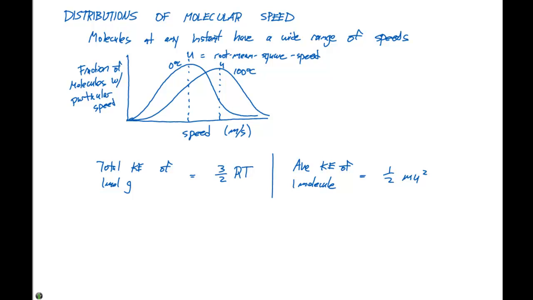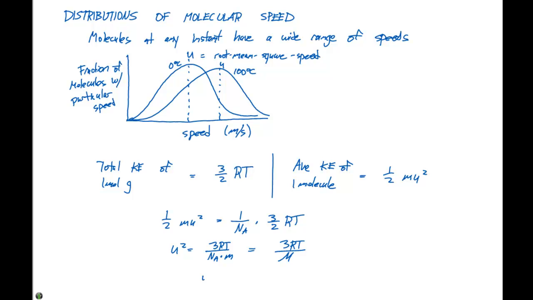If we set up a relationship between these two, we can say that 1/2 m u squared is going to equal 1 over Avogadro's number times 3/2 RT. If we rearrange this expression, we can say that u squared is going to equal 3 times RT divided by Avogadro's number times m. This can be rearranged to 3RT over Avogadro's number times the mass, which gives us our molar mass.